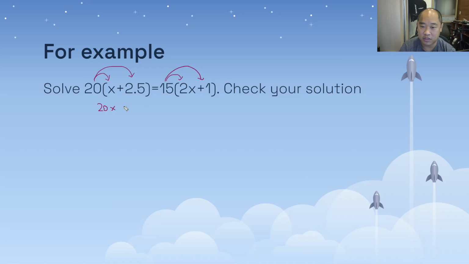So this would be 20x plus 50 equals 30x plus 15. Now that we've distributed, we can start moving some things around. We want to get the x by itself, right? So I'm going to subtract 20x so that we can get the x out of one side of the equation, leaving just 50. This side is going to have 10x left plus 15.